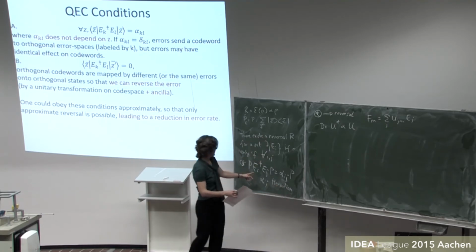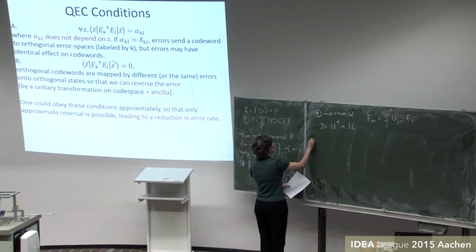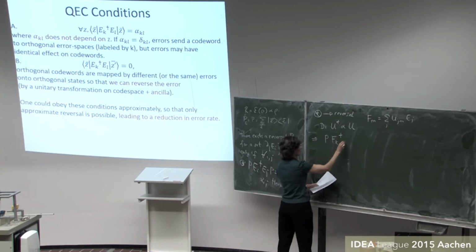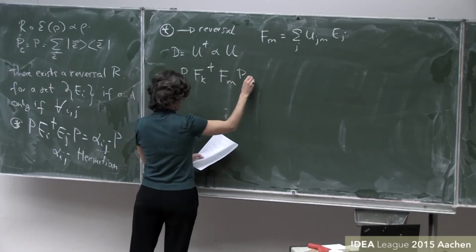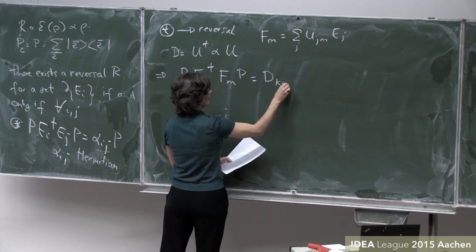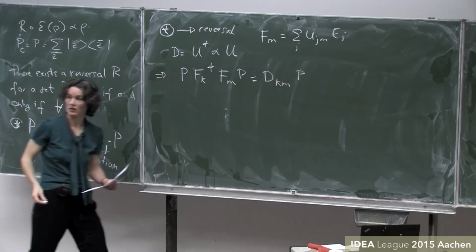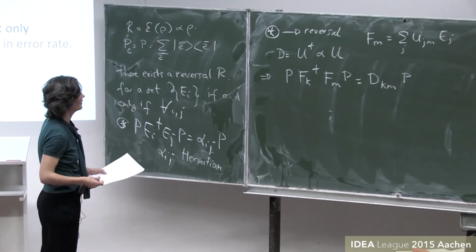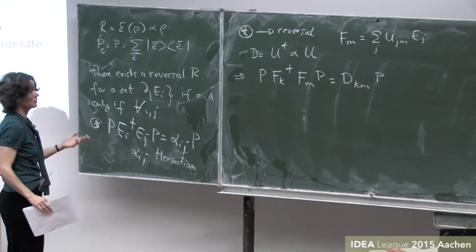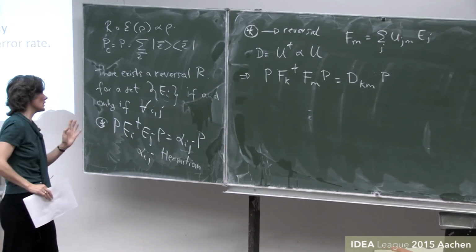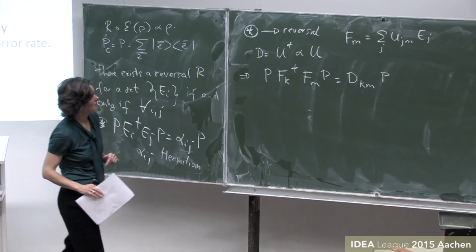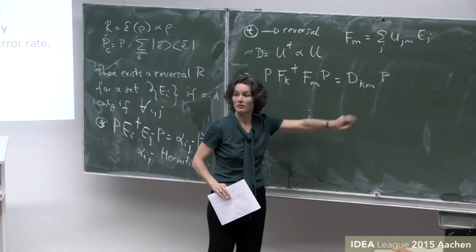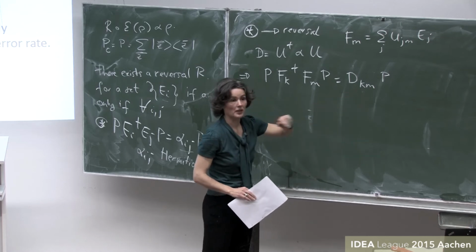So I can rewrite this condition as P F_k dagger F_m P equals D_km P, where D is now the diagonal matrix. Okay, so maybe you want to spend some time verifying this for yourself, but maybe you're willing to believe that that's possible. So I just rewrote the error conditions in this different form such that if k is unequal to m, this is 0, right? Because this is a diagonal matrix. Yeah?